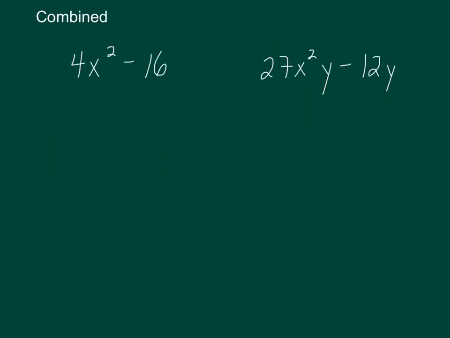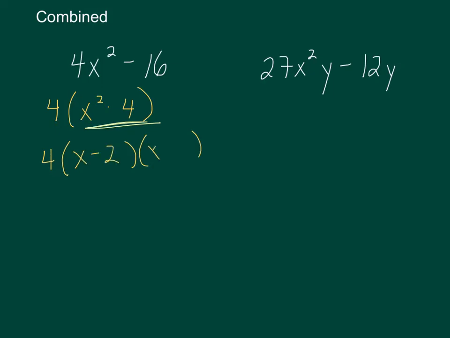Now, these problems combine the two previous concepts, greatest common factor and difference of squares. Like I said earlier, the very first thing you should do with all problems is look for a greatest common factor. So with the one on the left, I can factor out a 4, leaving me with x squared minus 4. Now, when I look at the x squared minus 4, I do see that that's a difference of squares. I need to keep my greatest common factor and then factor the x squared minus 4 into x minus 2, x plus 2.